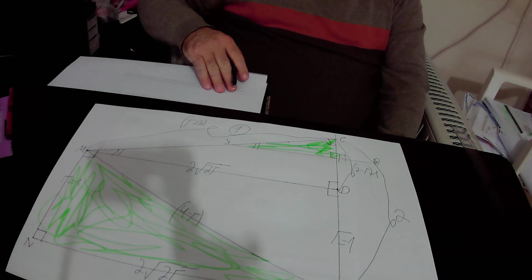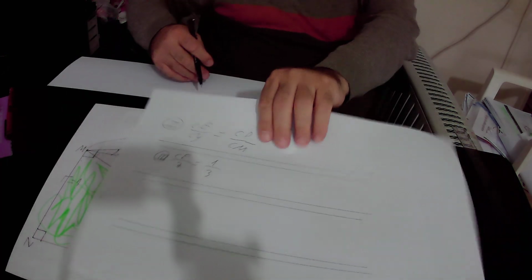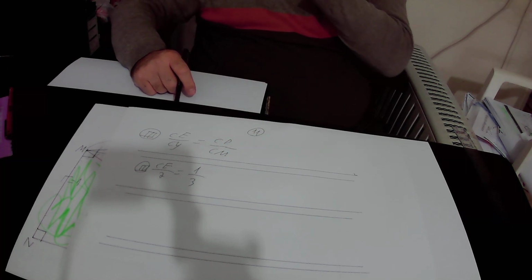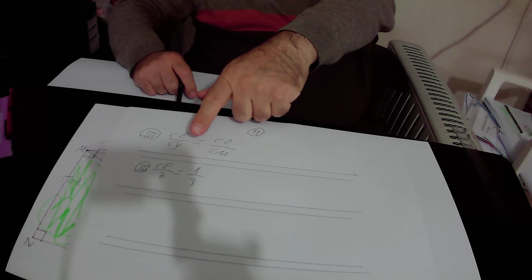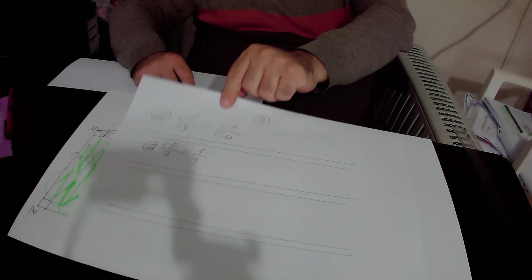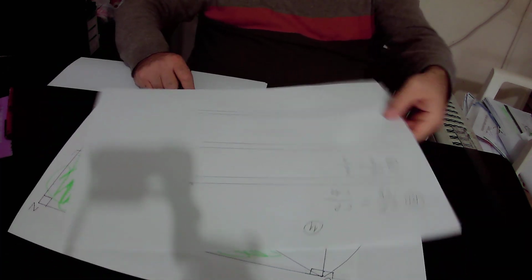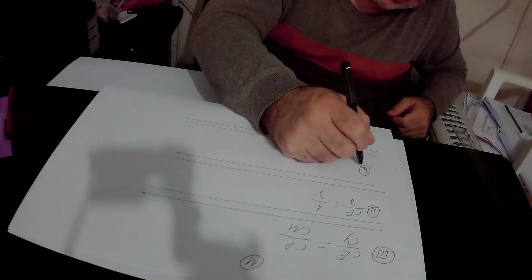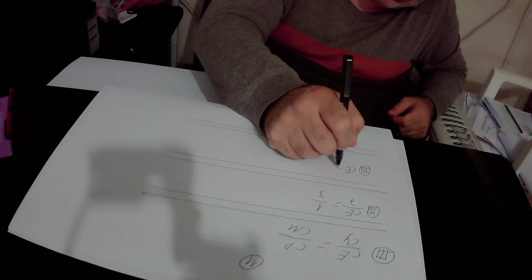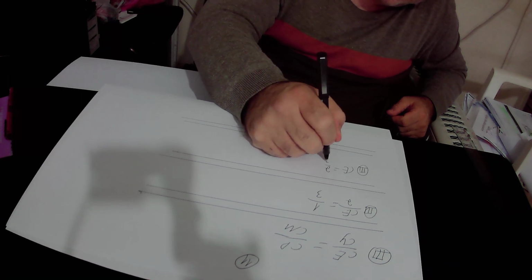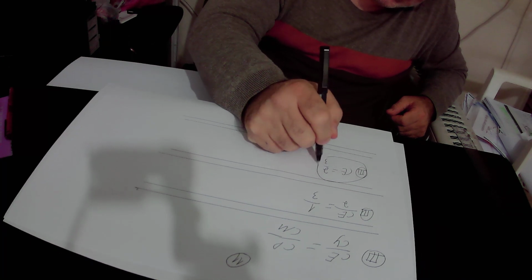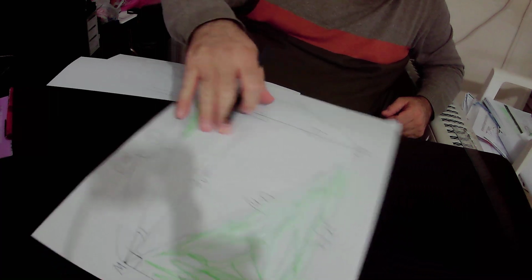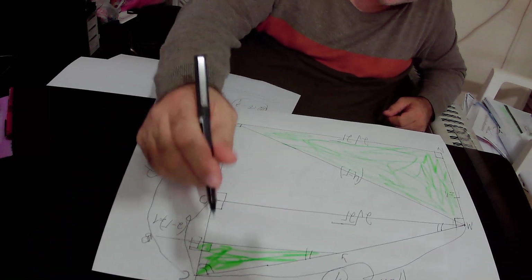So in total, we found out that CE over 2 equals 1 over 3. We will multiply equation number 3 by 2 and we will get that CE equals 2 over 3 units. So we can write here that CE equals 2 over 3 units.